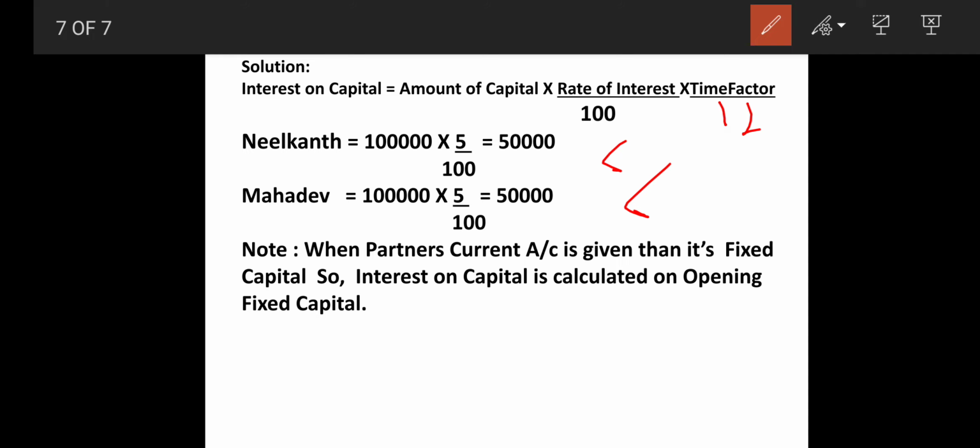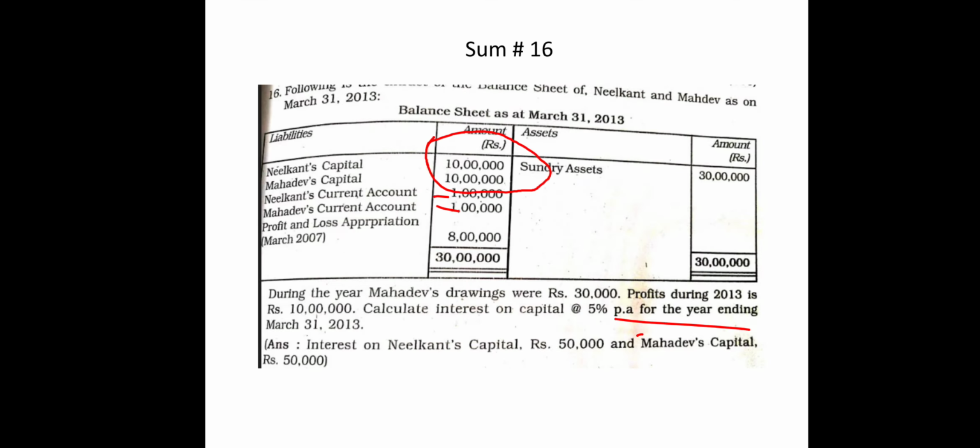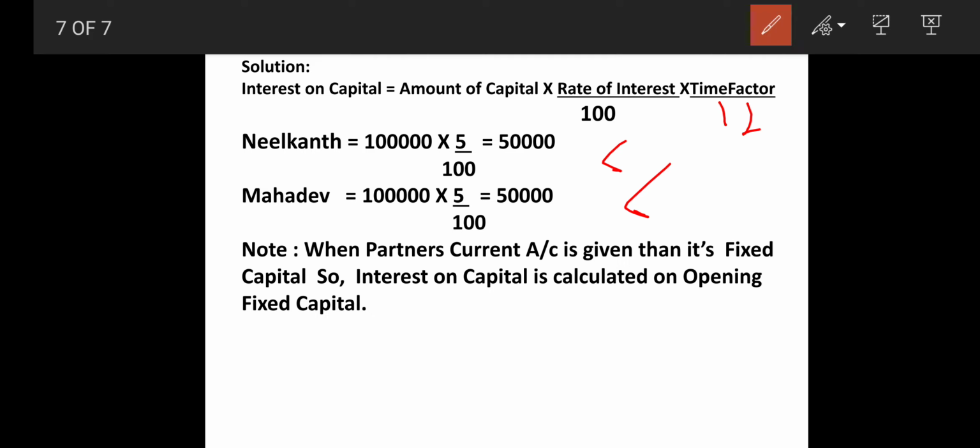So nothing more is to be done, because nothing is mentioned for withdrawal of the capital or additional capital. So we have to assume that this capital is the opening capital, which will be the closing capital itself, as we have learned in all the previous sums, that when such things are given, then interest on capital is calculated on the opening fixed capital itself. So this way, yes, this sum comes to an end.